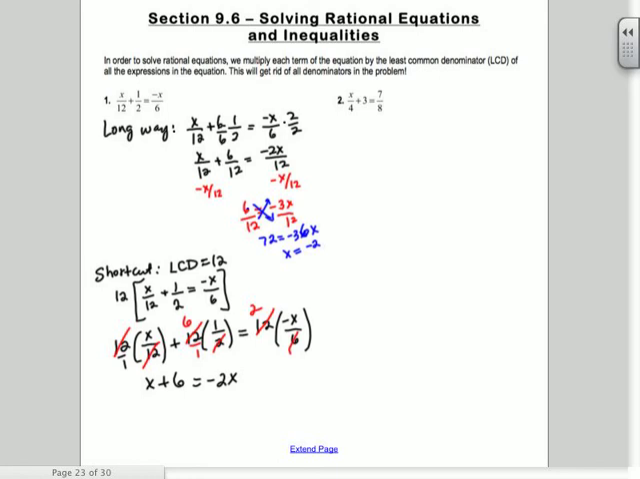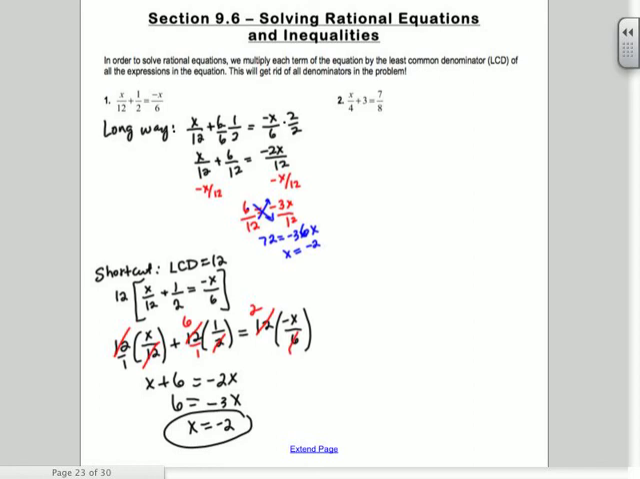This is a much easier equation. It doesn't involve any fractions at all. We've now cleared all of the fractions. Subtract the x over, you get negative 3x equals 6. So you get x equals negative 2. That's your answer.